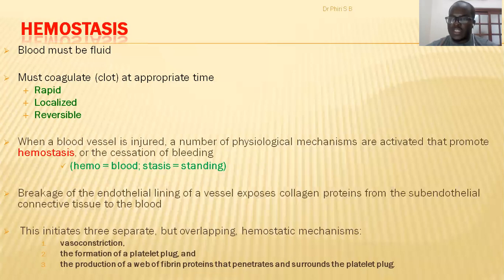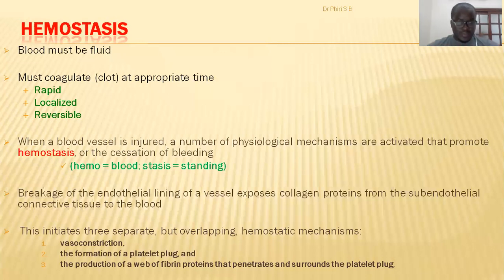These are the hemostatic mechanisms involved. The first one is vasoconstriction, also called vascular spasm. When a blood vessel is injured, there is vasoconstriction. Certain chemicals are released by the endothelial cells, the smooth muscle cells, and also the platelets, which result in vasoconstriction. This reduces the diameter of the injured blood vessels so that you restrict blood flow to that vessel. So you are minimizing blood loss.